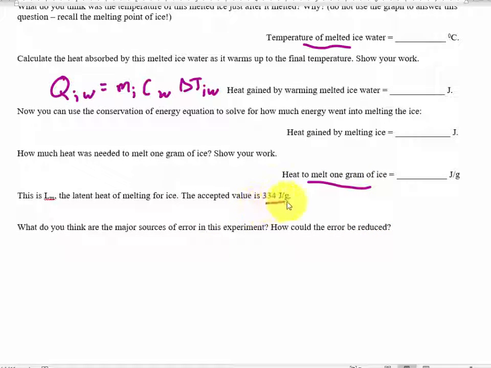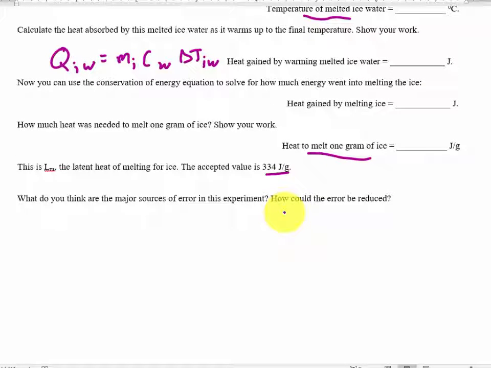If you don't get 334 joules per gram, something bad happened, and you should be taking a look, or you should be sending me an email. Pretty straightforward. This is the hardest of the 3 labs for the remaining of the class, and I wish you the best of luck on it.